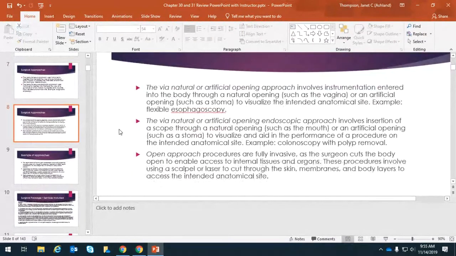Other surgical approaches come from the natural openings or orifices of the body. Colonoscopy is a great example of that. Esophagoscopy is from the other end. So scopes can be through a natural or artificial opening. And then an open procedure is fully invasive, and the surgeon cuts the body open to access the body parts and organs.